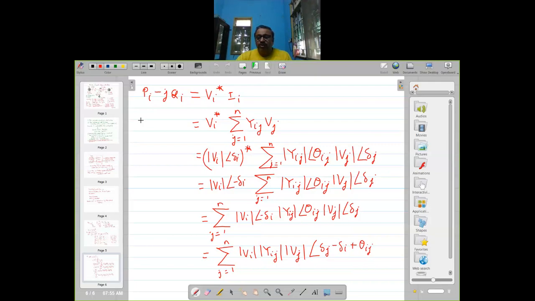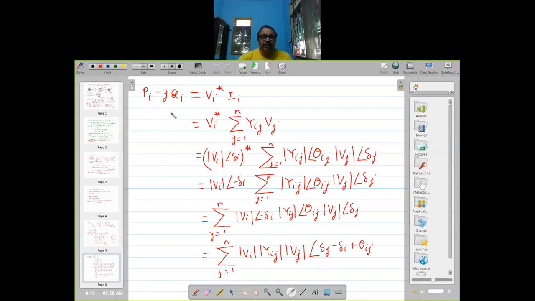So friends, we were at this point in the last lecture. We derived that if Pi and Qi are the real and reactive powers being injected into the bus, then Pi minus jQi can be given by this expression: modulus of Vi into modulus of Yij into modulus of Vj at an angle delta j minus delta i plus theta ij. What is theta ij? Theta ij is the complex angle, the angle associated with the modulus of Yij.